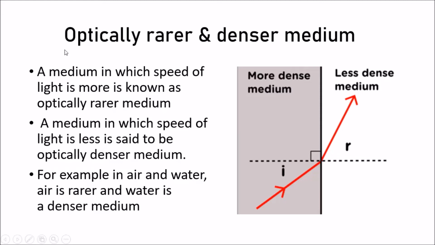It may happen that mass density, which is mass upon volume, may be equal to optical density, or it may not be equal to optical density. We will be discussing an example in the upcoming video.